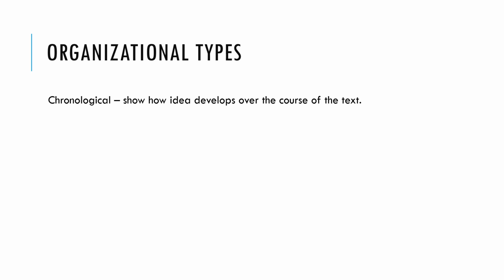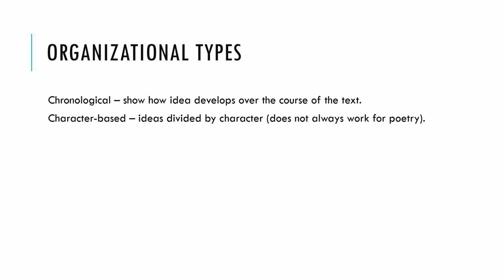The first one is chronological. That is to show how an idea develops over the course of the text. The biggest warning with that one is to make sure you don't end up with a book summary. The next one is character-based, that you divide your ideas by characters which help demonstrate your theme idea.